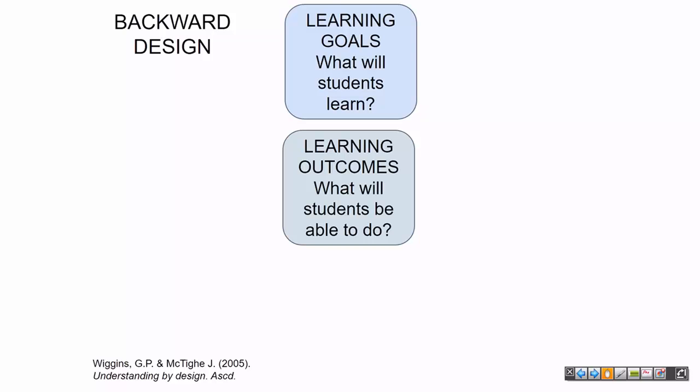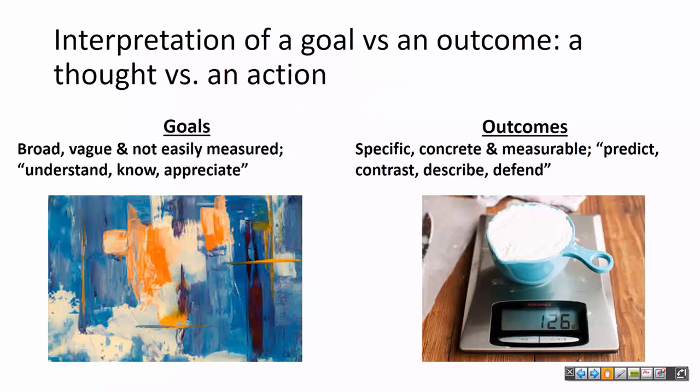And then with outcomes, you're simply breaking down your goals into specific skills that you want your students to be able to perform. So per goal, you'll have about 3 to 5 outcomes. So what is the main difference between these two components? Goals are broad and vague and not easily measurable. Again, they represent concepts or ideas. When you're using words to describe a goal, you use words like understand, know, and appreciate.